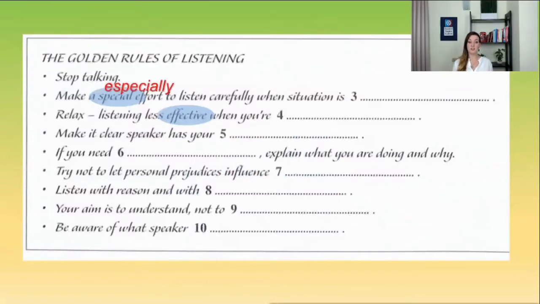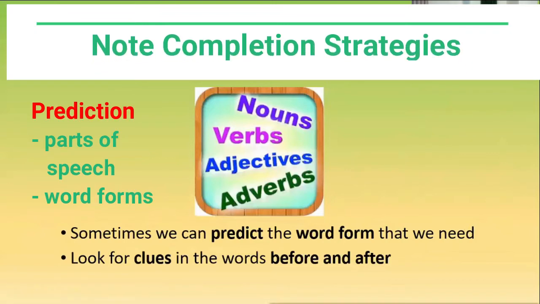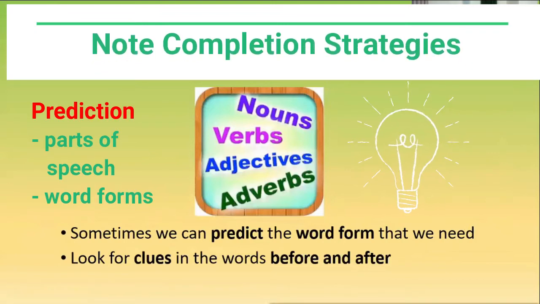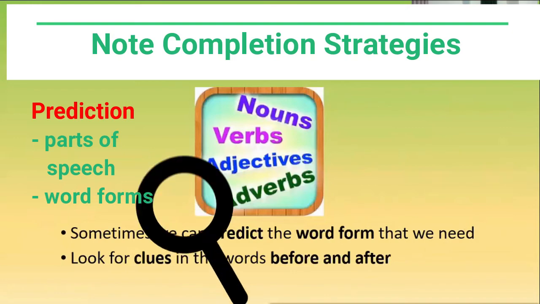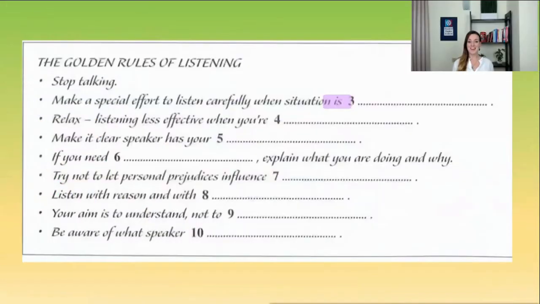Special could change to especially, and effective could change form to effectively. Another note completion strategy is prediction. Now, we've looked at prediction before. This time we're looking at the word forms that come in the gap. Sometimes we can predict that word form by looking at the clues before and after. So let's try that now.